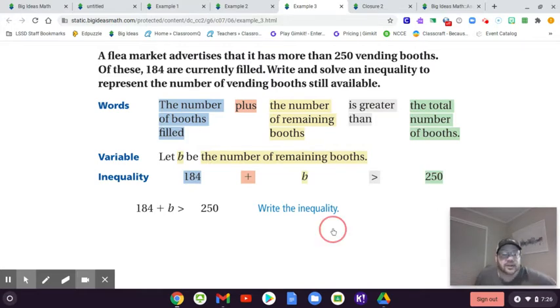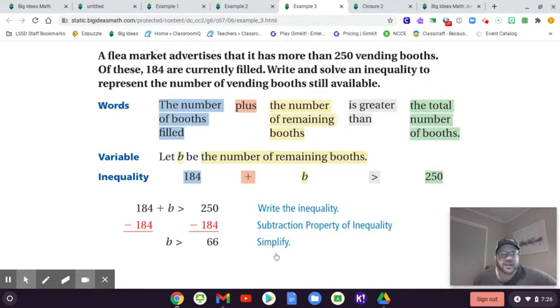Okay, so hopefully you subtracted 184 on each side because we're trying to isolate b, and this will undo this addition here. And our answer would be b is greater than 66. It doesn't ask us to graph it, but if we did, it would be an open circle at 66 and shaded to the right because b is anything bigger than 66.